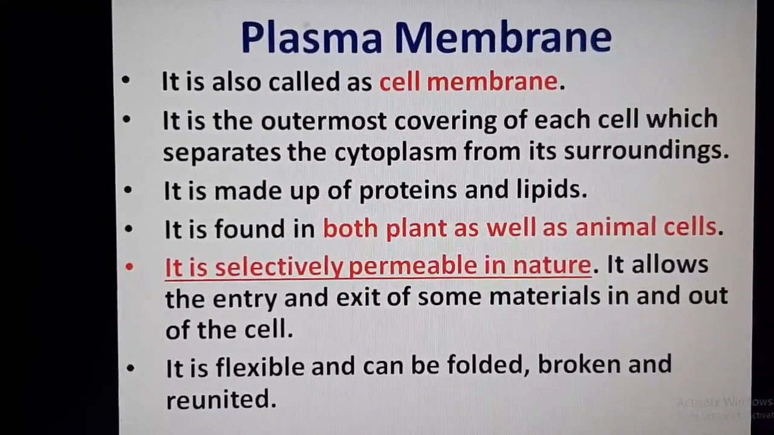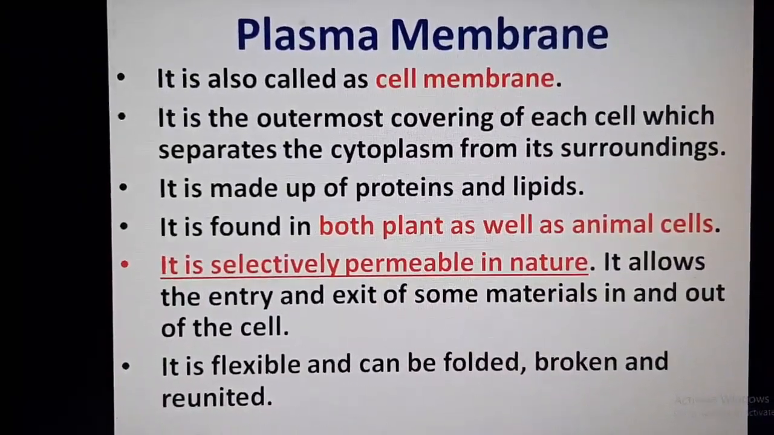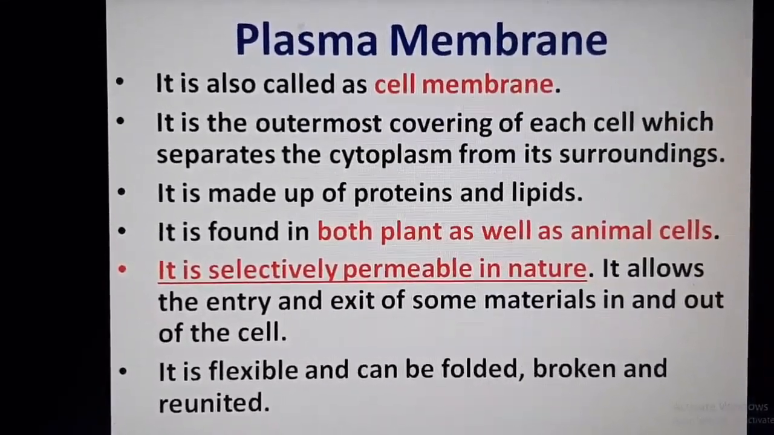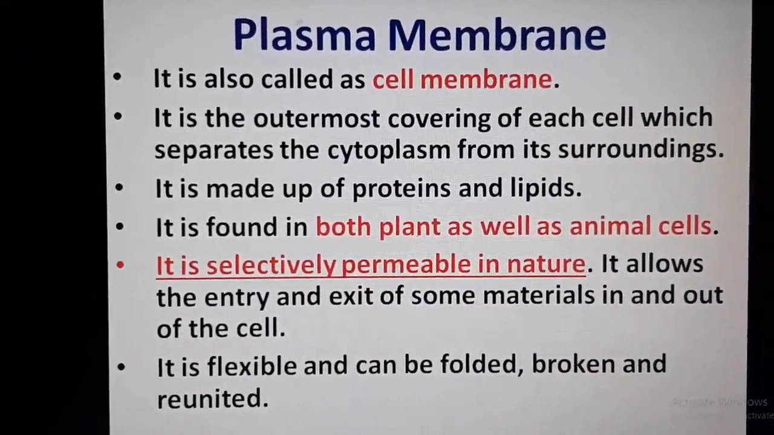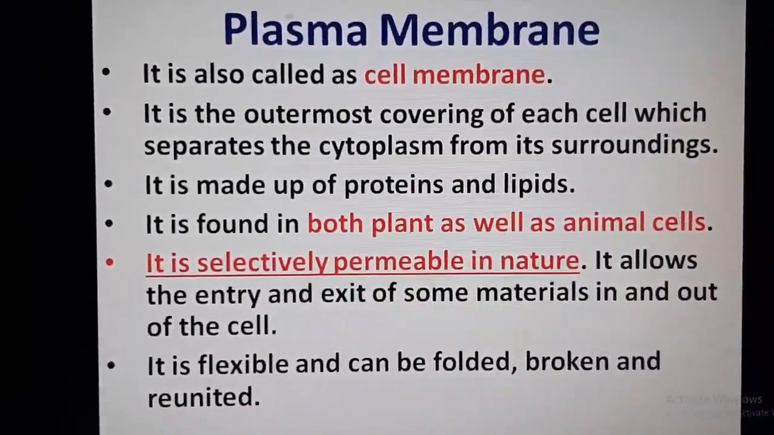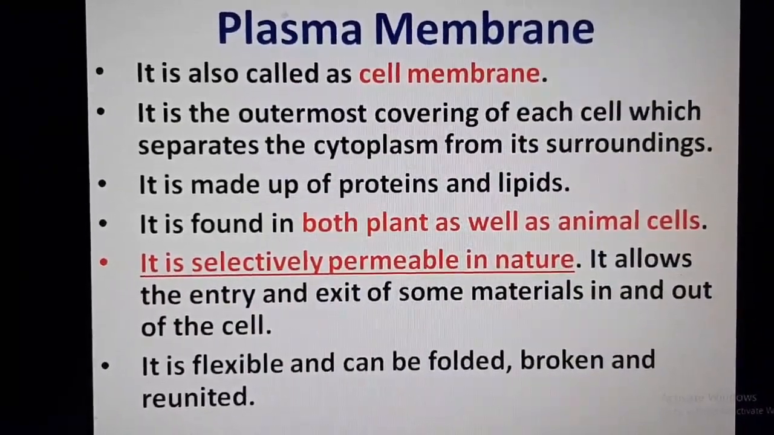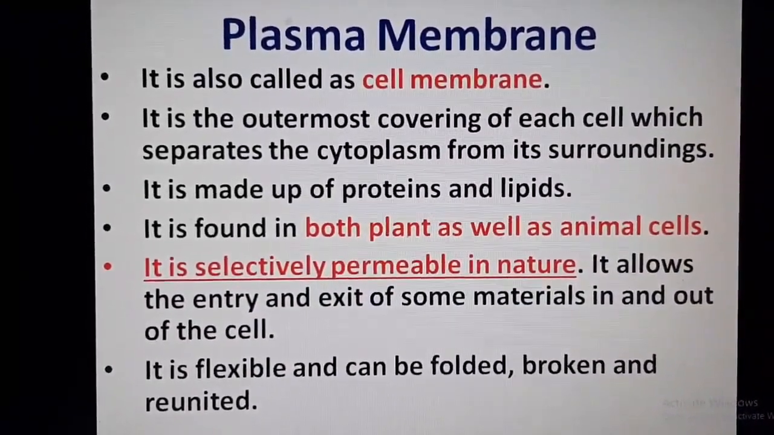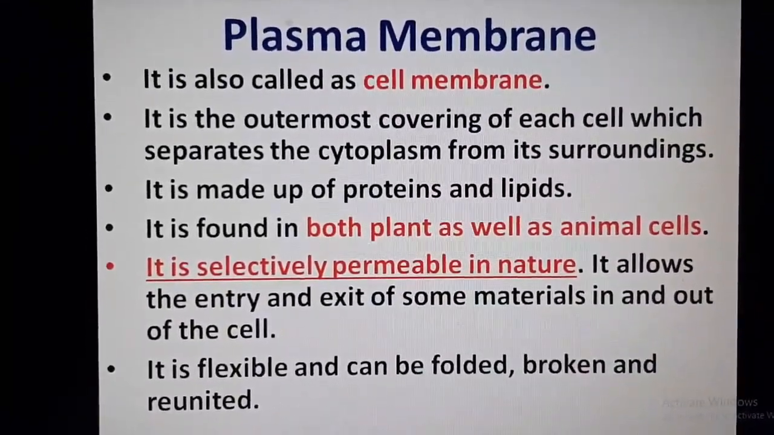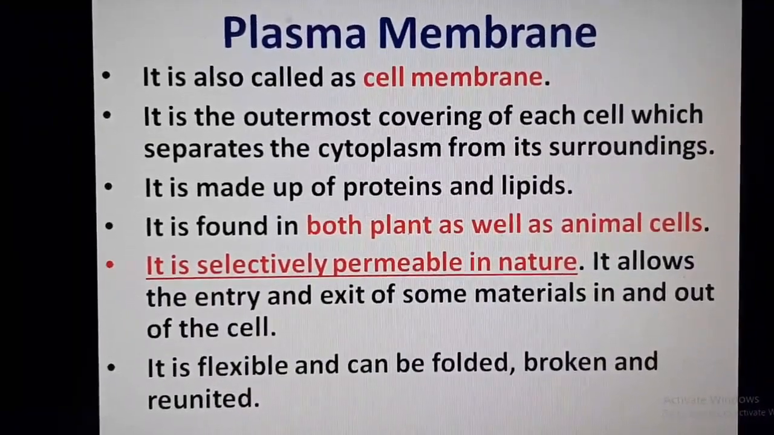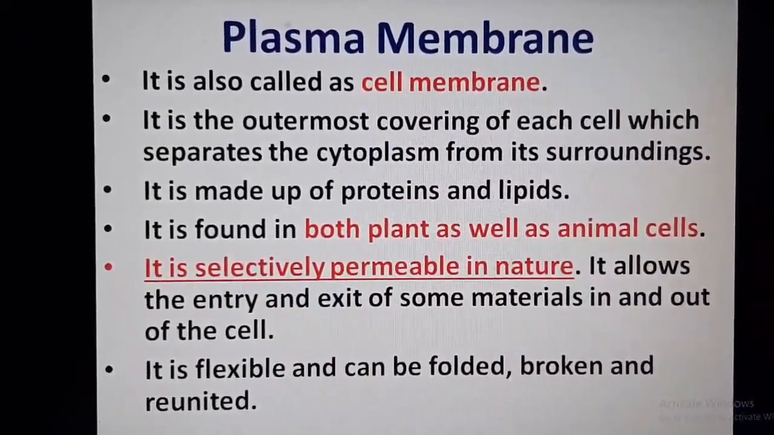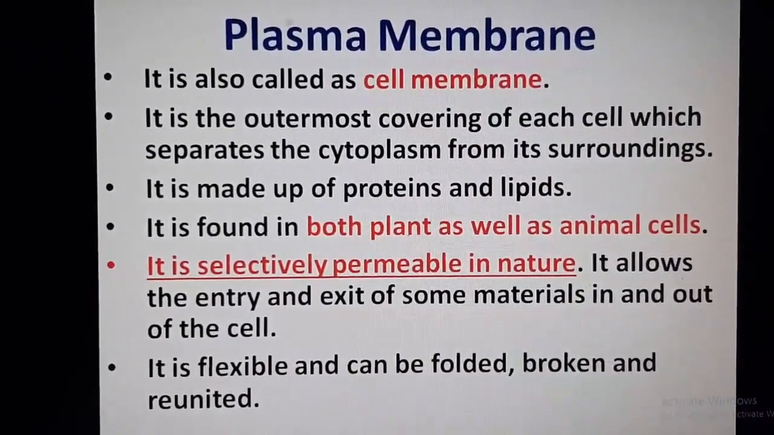First is the plasma membrane. What is the plasma membrane and what are its functions? The other name of the plasma membrane is the cell membrane. It is the membrane which surrounds the cell, and it is the outermost covering of each and every cell. This membrane separates the cytoplasm from its surroundings. You might know what cytoplasm is. Cytoplasm is actually the fluid present inside the cell. So it separates the cytoplasm from the external environment.